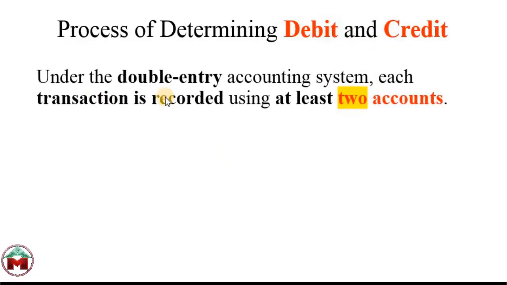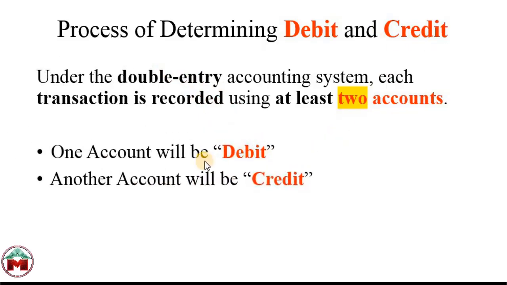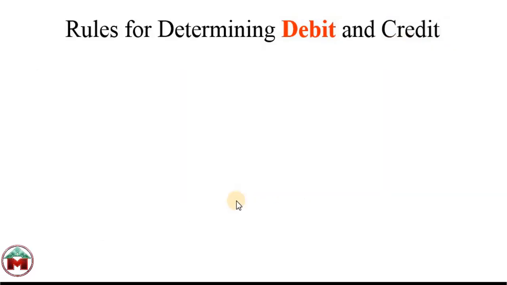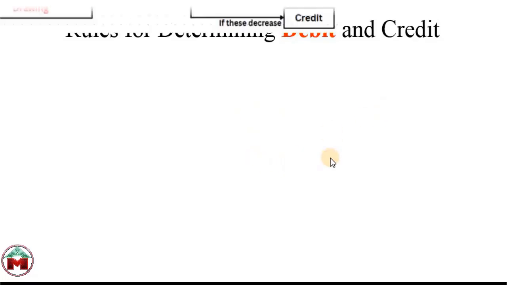In our accounting double entry system, normally we record the transactions with at least two accounts. One is a debit account, another one is a credit account. As you can see, one should be debit, the other should be credit. Now I'm going to show you the rules of determining debit and credit.